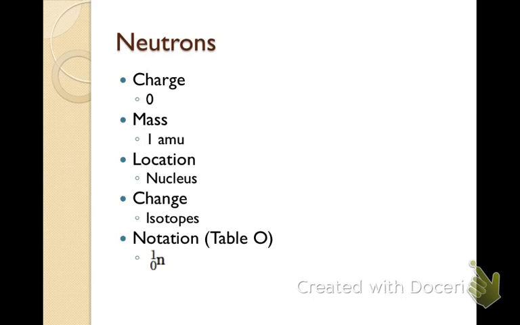The notation is 1, 0, N. N stands for the neutron. So we have 1 at the top, that's going to be the mass. 0 is the number of protons, since there are no protons in the neutron. And the N, of course, is for the neutron. The symbol is going to be N with a little 0 above it, standing for neutral.